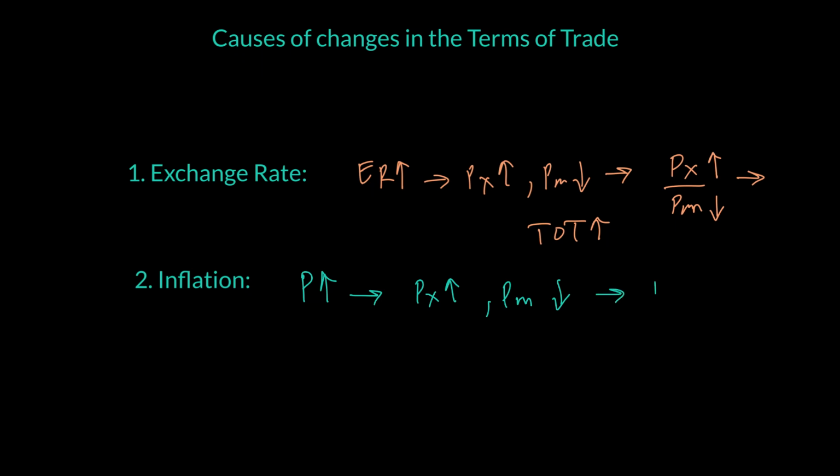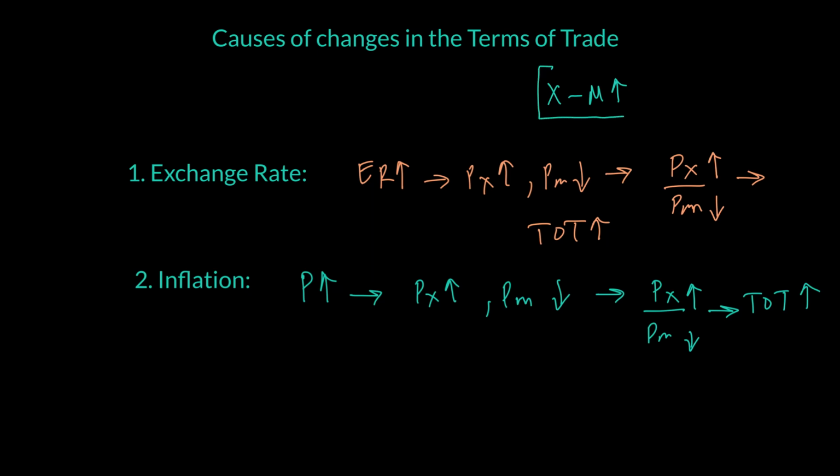And again, px over pm, if you look at the formula, px will go up, pm will go down, and the terms of trade will go up. Now, this is again bad news for a country, because although the terms of trade is going up, inflation is not desirable, and that would again mean we need to look at not only terms of trade but also the elasticity of demand for exports and imports to understand whether our balance of trade, which is simply your x minus m, your net exports, whether net exports is going up or not.